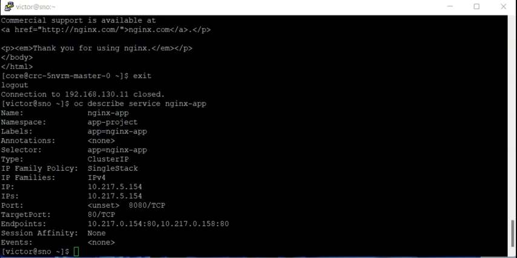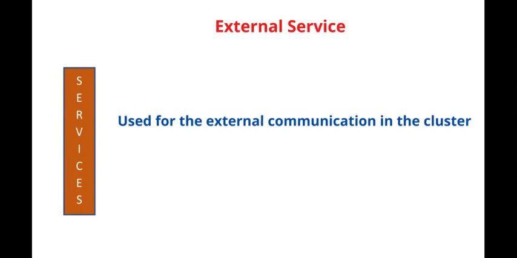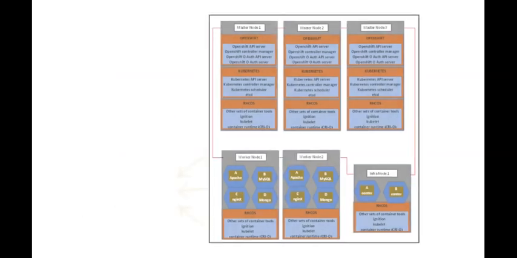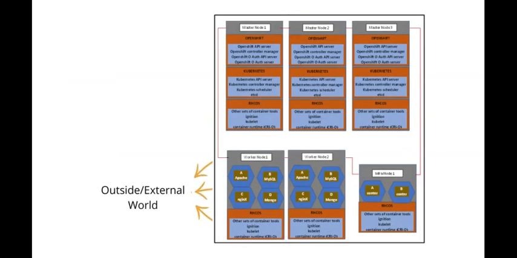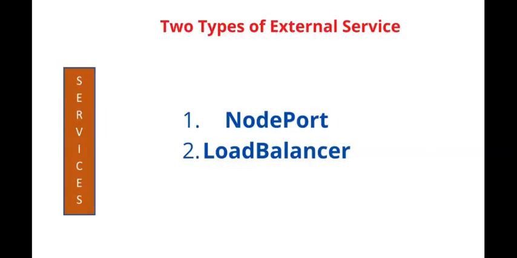So now let's talk about the external service. The external service is used for external communication, and it exposes pods and applications to the external or outside world. Of course, your web applications need to be exposed to the outside world so they can be accessible by the users. So you can create an external service for this use case. And there are two types of external services. We have the option to create the node port, and we also have the option to create the load balancer.